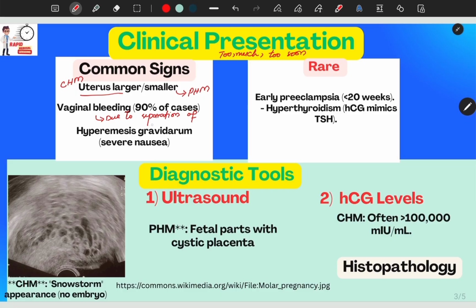The third symptom is severe vomiting and nausea. This is related to higher HCG levels, because HCG levels are sky high in molar pregnancy.